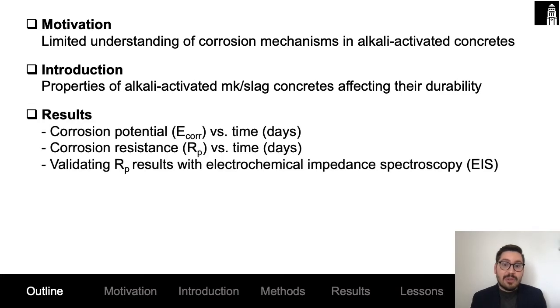The research results are going to focus on three main aspects. The first aspect is about corrosion potential as it changes over time. The second aspect is going to be the corrosion resistance, or RP, and how that changes over time. And lastly, we will look at validating the RP values that we get from linear polarization resistance, which we'll talk about, and electrochemical impedance spectroscopy, or EIS.